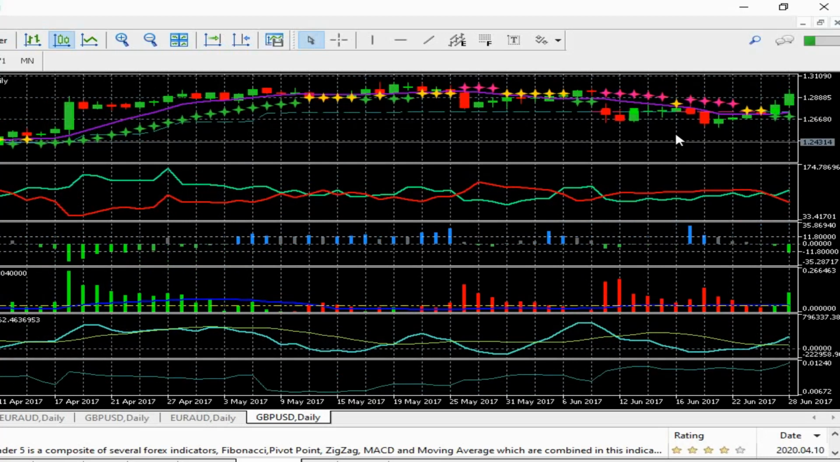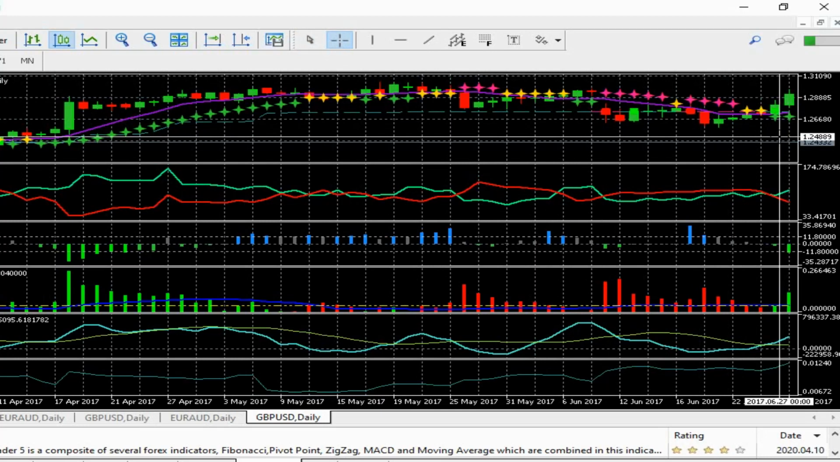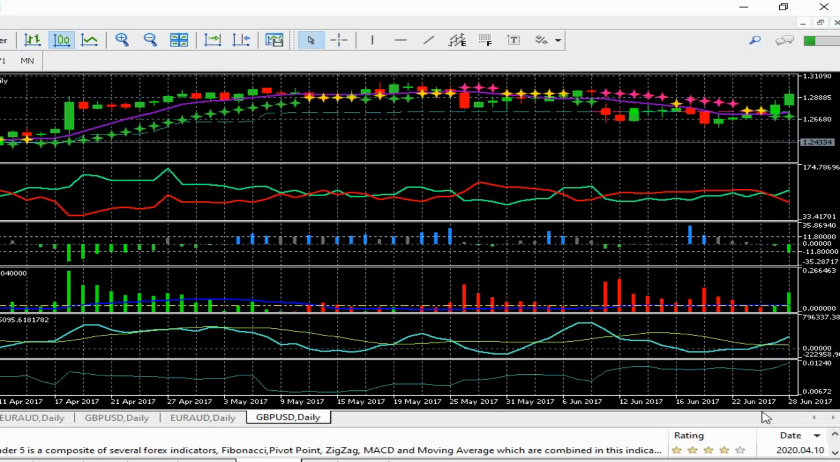And I was in here. So on the 28th of June 2017, I was in a long trade. My stop loss was 170 pips away. My take profit was 120, 240, and obviously one trade left open.